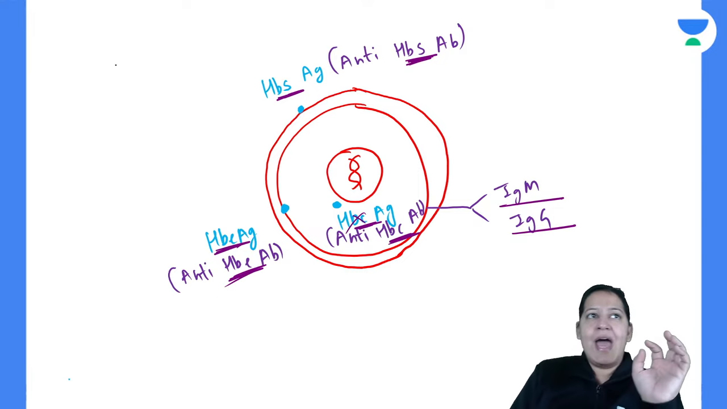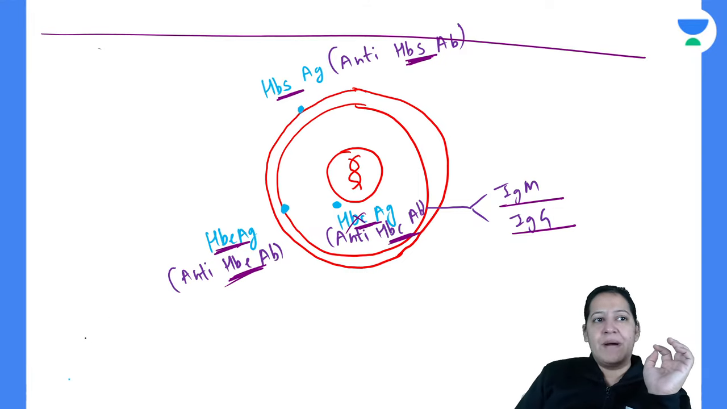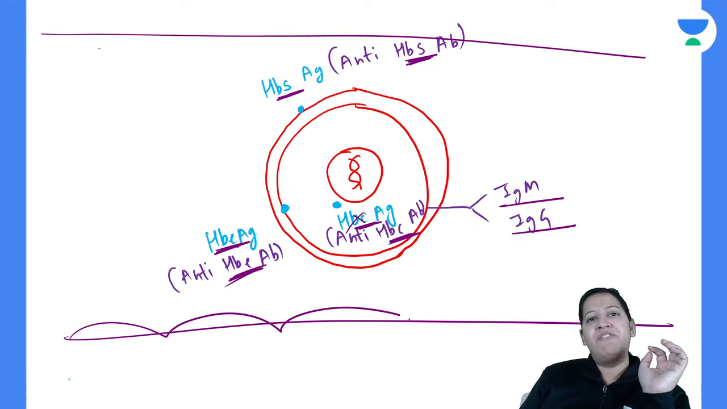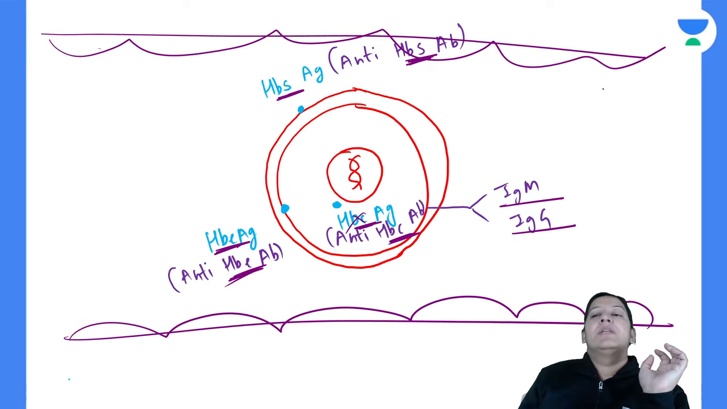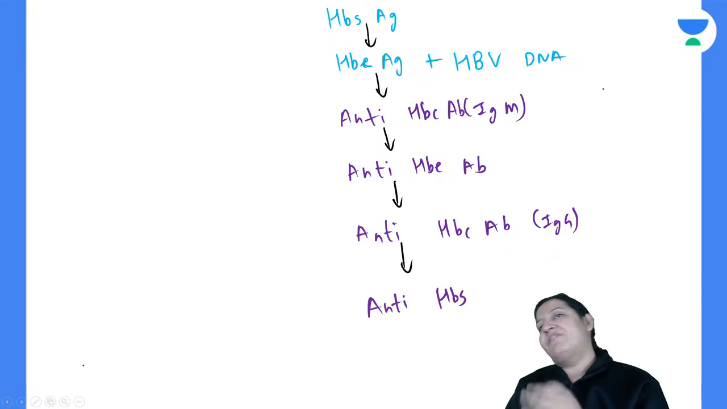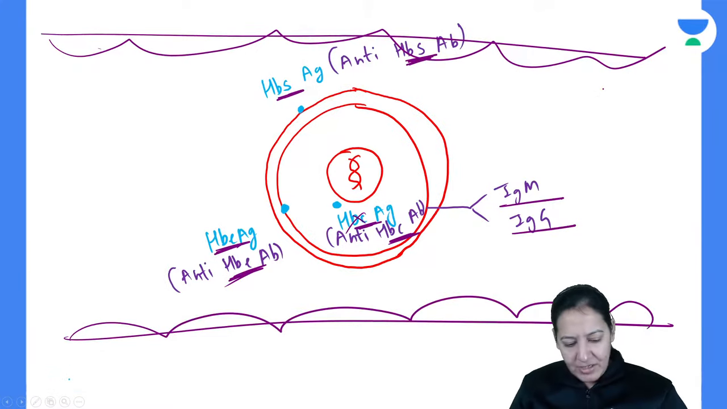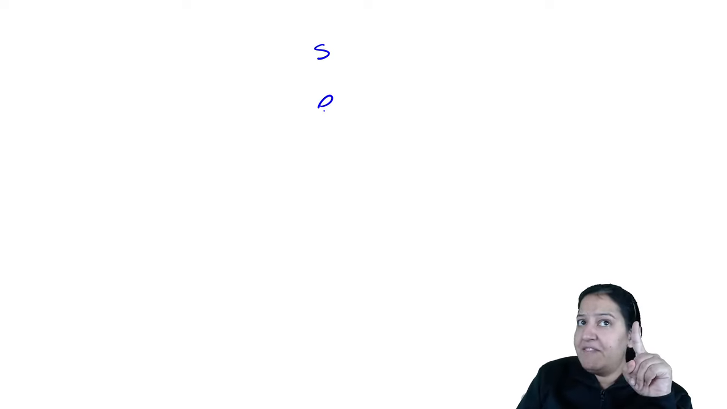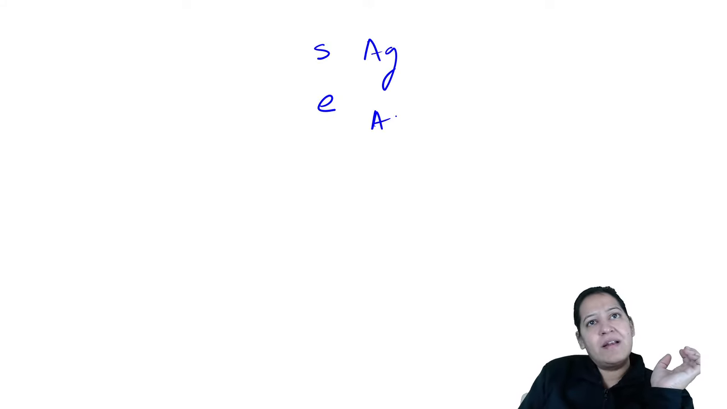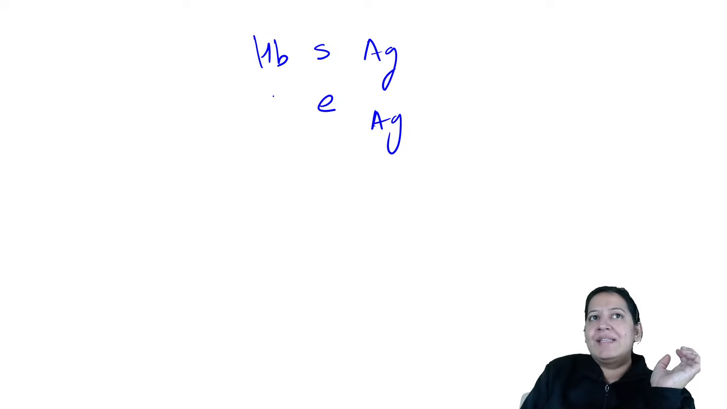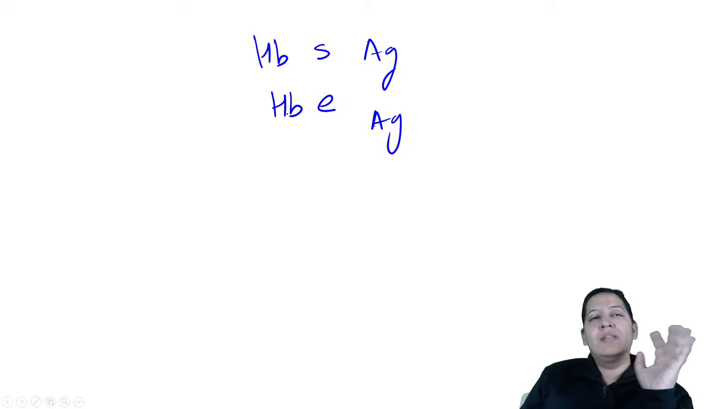So first, of course, this is the blood vessel of a person, when the virus will enter, first the antigen will dissolve and come in the blood. And then the body will form antibody. So what is the final sequence? Okay, I will write it down first. First hepatitis S antigen will come. After S, E will come. C does not come. So write down hepatitis S antigen and hepatitis E antigen, HBS antigen and HBE antigen. This is the sequence.